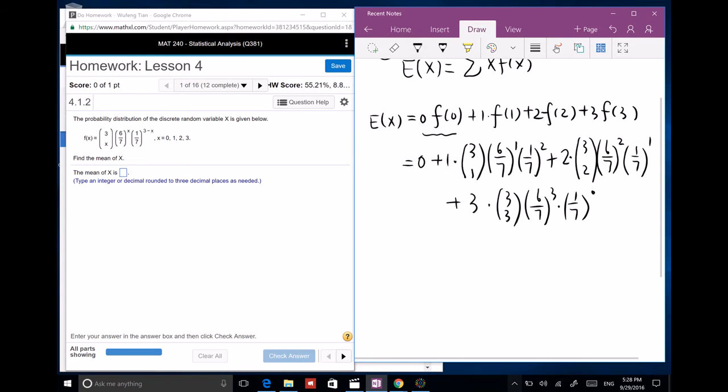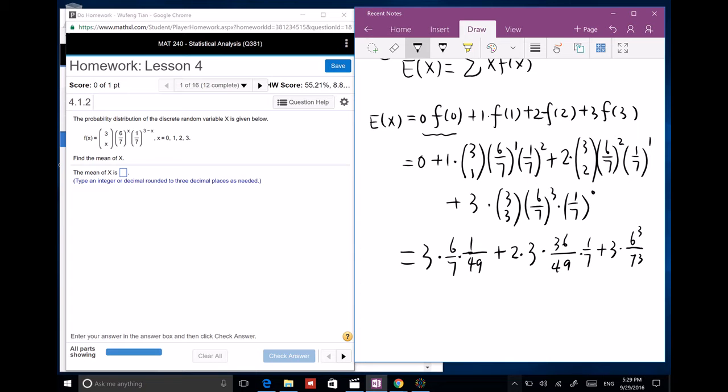Okay, so you're going to have, choose 1 from 3 is 3, times 6 over 7 times 1 over 49, plus 2 times, choose 2 from 3, also is 3, times 36 over 49 times 1 over 7, plus 3, choose 3 from 3 is 1 option, times 6 cubed over 7 cubed, and multiply by 1 over 7. Okay, so then you simplify that, and it's going to be the answer of problem 1.